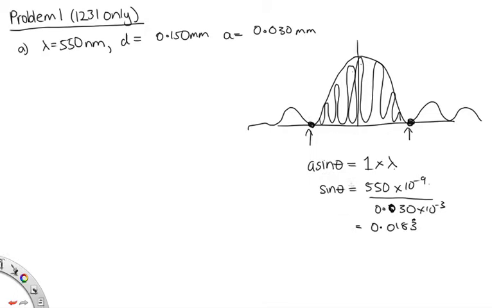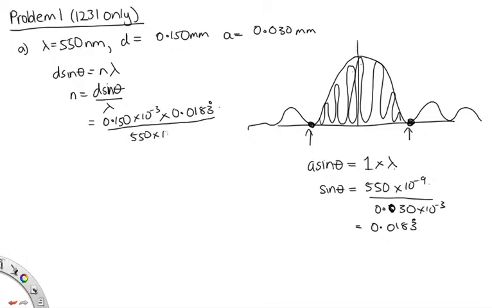Now we need to work out how many of these maxima occur for thetas less than this theta. We know that d sine theta equals n lambda tells us how many maxima occur in a double slit pattern. So we're going to solve this for n. So n is equal to d sine theta over lambda, which is equal to 0.150 times 10 to the minus 3 times sine theta, which we've got over here, 0.0183 recurring, over 550 times 10 to the minus 9. Solving that, we end up with 4.9999.